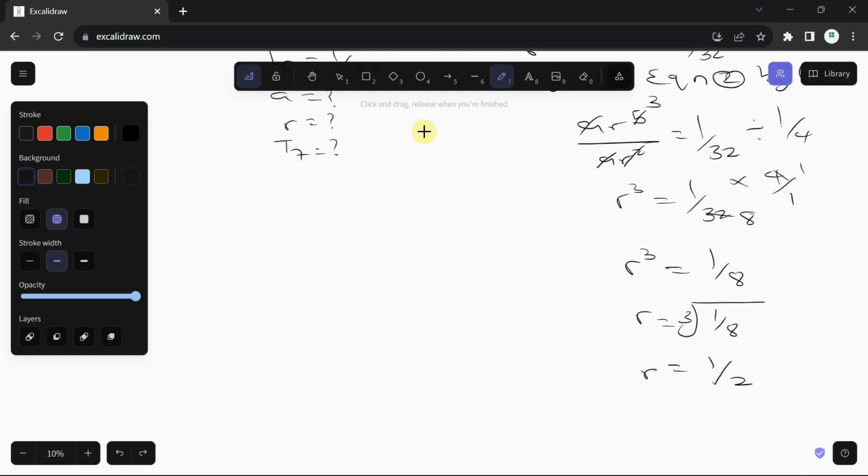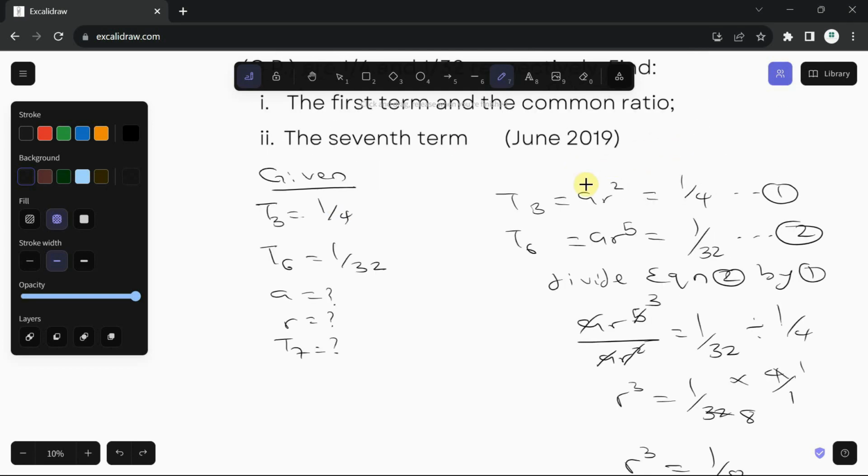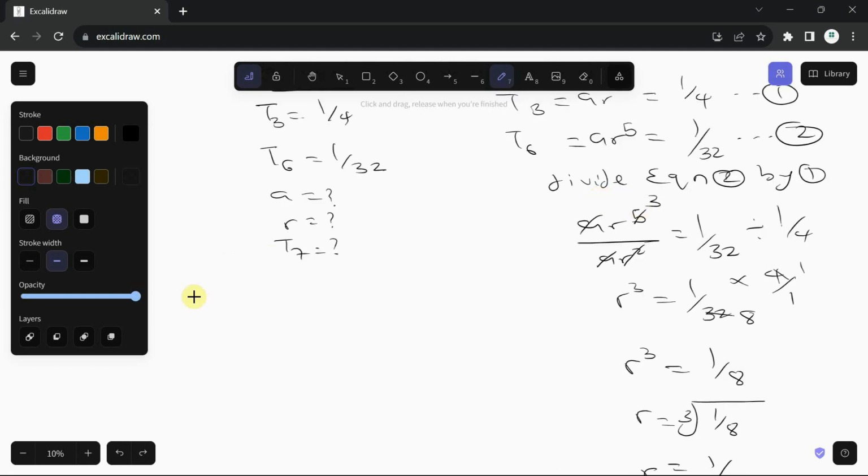We found one of the things the question said we should find. Now I want to find A. I already know that my AR squared is equal to 1/4, and I have my R already, so I can substitute and find my A. Is that not it? Great. So I could say from equation 1, right, which is AR squared is equal to 1/4, I'll substitute R in it.